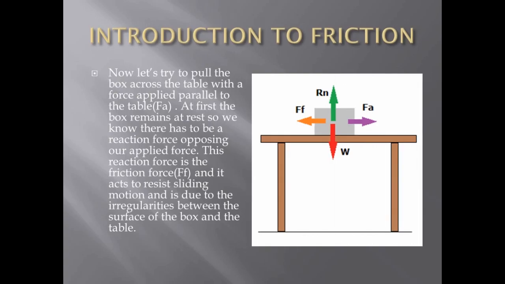Now let's try to pull the box across the table with a force applied parallel to the table. We'll call the force Fa. At first the box remains at rest, so we know there has to be a reaction force opposing our applied force. This reaction force is the friction force, Ff, and it acts to resist sliding motion and is due to the irregularities between the surface of the box and the table.